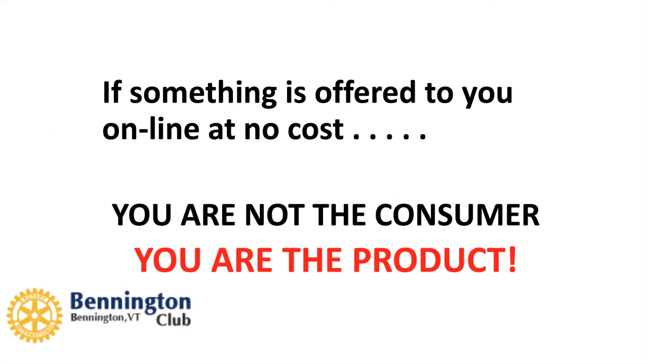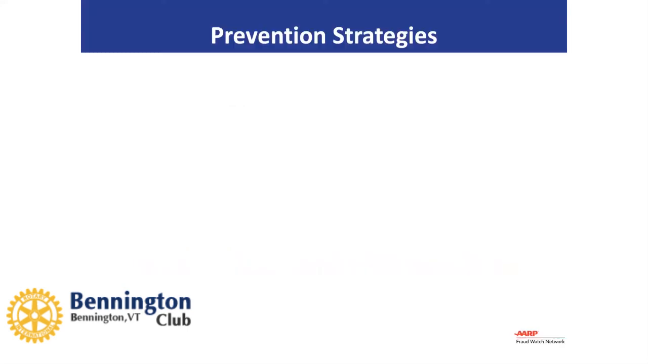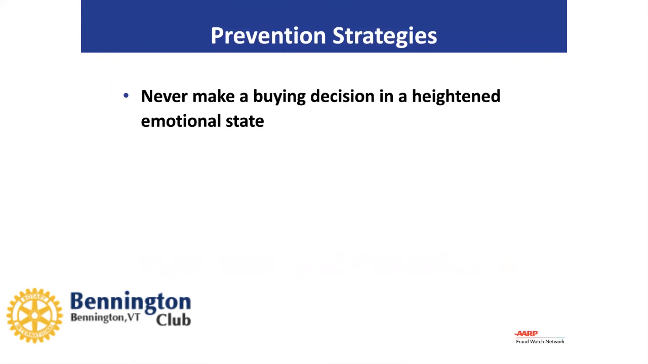It's read and it's translated through Google to provide somebody with the information that you're looking for. Car tires, a new vehicle, and it shows up. If something's offered to you at no cost, you're the product. So to prevent it, don't make a buying decision in a heightened or emotional state because you're not thinking rationally. You need to be able to back away and come back to the decision making.